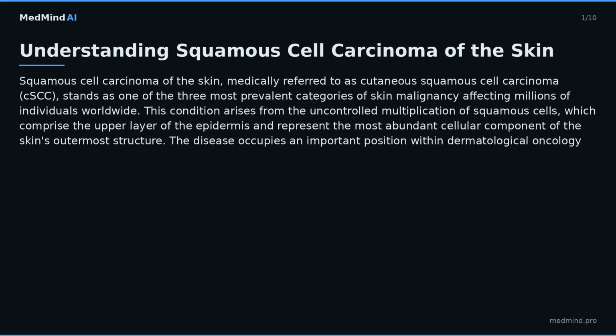Understanding squamous cell carcinoma of the skin. Squamous cell carcinoma of the skin, medically referred to as cutaneous squamous cell carcinoma, CSCC, stands as one of the three most prevalent categories of skin malignancy affecting millions of individuals worldwide. This condition arises from the uncontrolled multiplication of squamous cells, which comprise the upper layer of the epidermis and represent the most abundant cellular component of the skin's outermost structure.